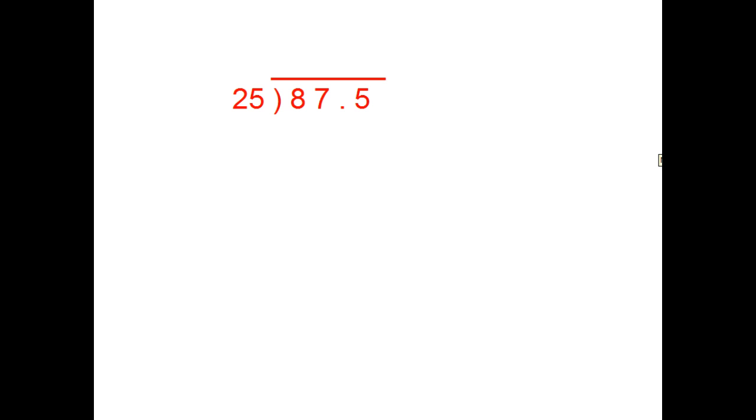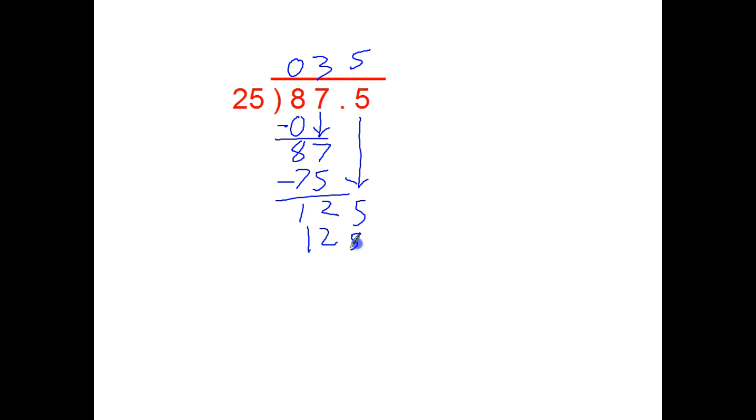Ooh, 87.5 divided by 25. Remember, this 25 is like counting by quarters. There's not going to be any in 8. But there are going to be 25s in 87: 25, 50, 75. That would be 3 of them. When I subtract, I'm at 12. Bring down this 5. How many 25s in 125? 25, 50, 75, 100, 125. That would be 5 of them. Nothing left. Bring my decimal up. 3.5.